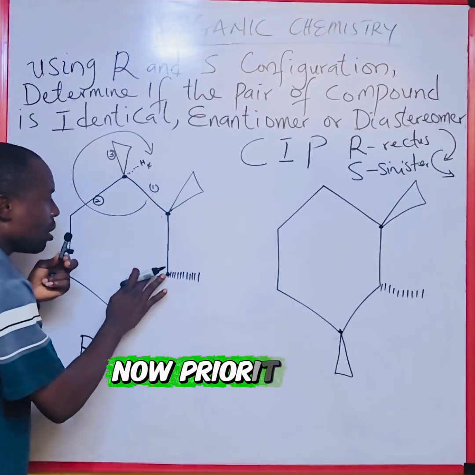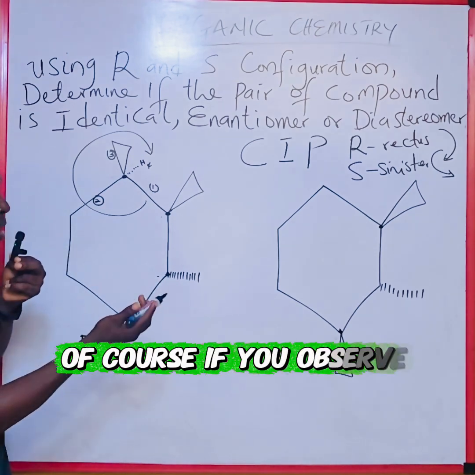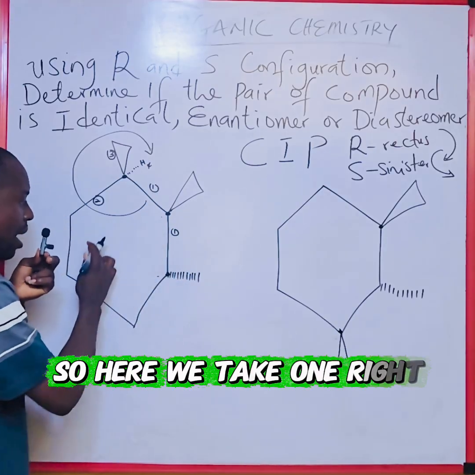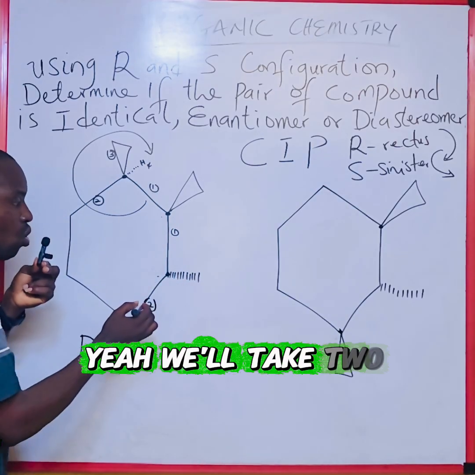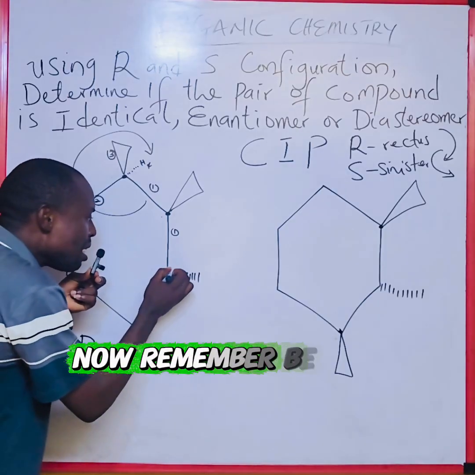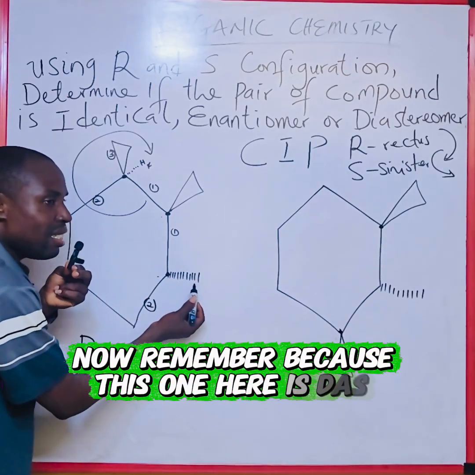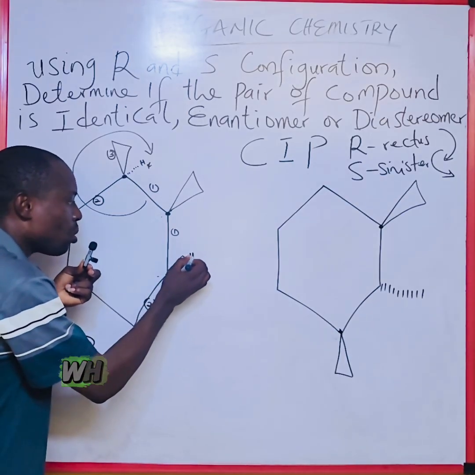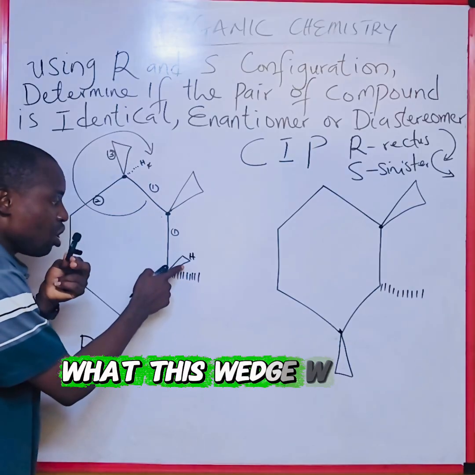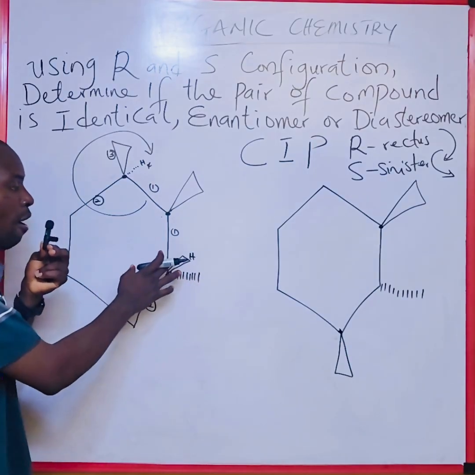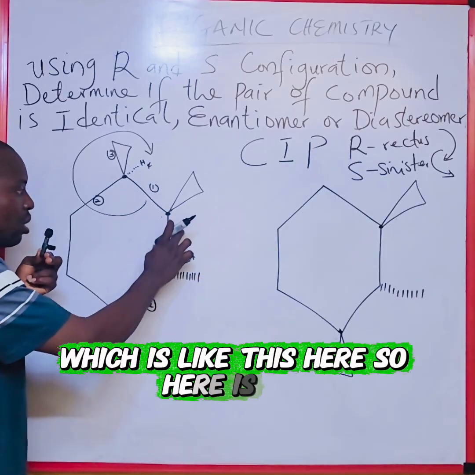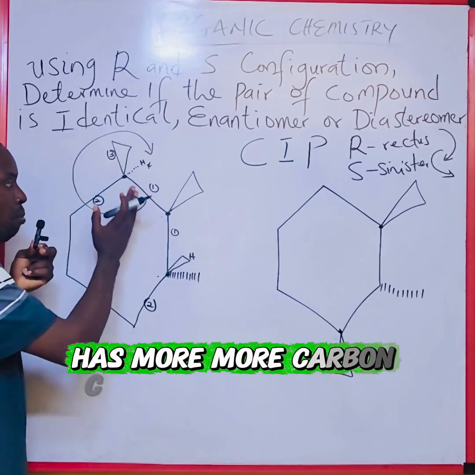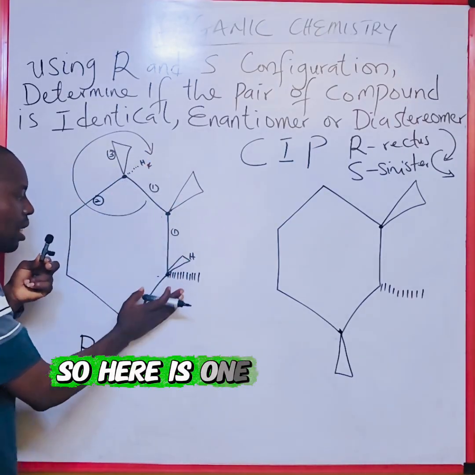Now priority. If you observe, here is highly substituted compared to here. So here we take 1, right? Here we take 2, right? Now remember, because this one here is dash, it means the hydrogen here will take this what? This wedge, which is like this here. So here is 1. This side is highly substituted, that's more carbon compared to this side. So here is 1, here is 2.